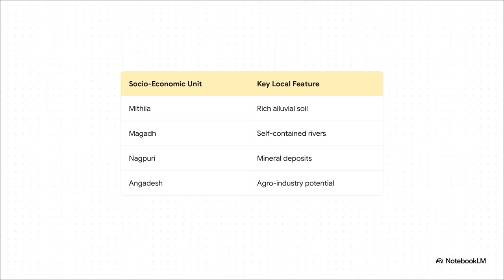Okay, so let's see how this would work in the real world. The source gives us a detailed plan for the region of Bihar, breaking it down into these self-reliant socio-economic units. So you look at a place like Mithila, with its rich soil that's just perfect for growing fruit, or Nagpuri, which has all these mineral deposits. See? Each region builds its economy on its own unique strengths, instead of just trying to copy some generic model from somewhere else. This is what decentralized planning looks like in action.